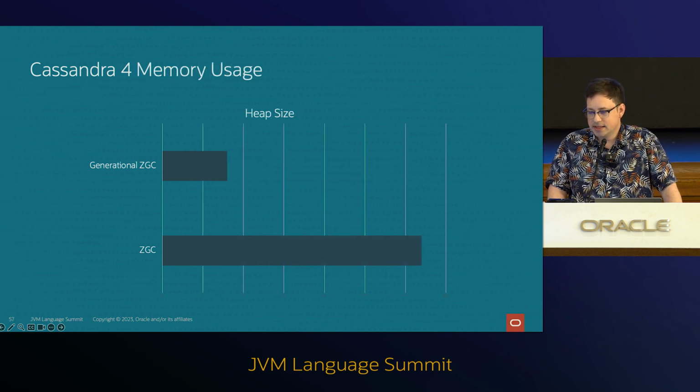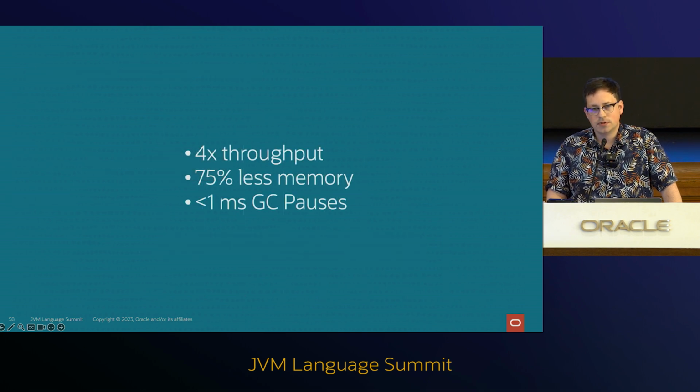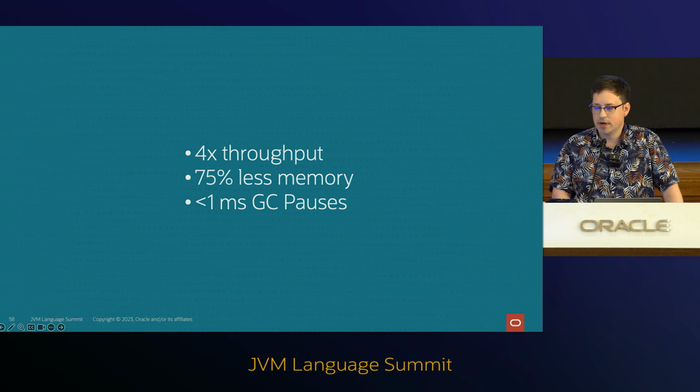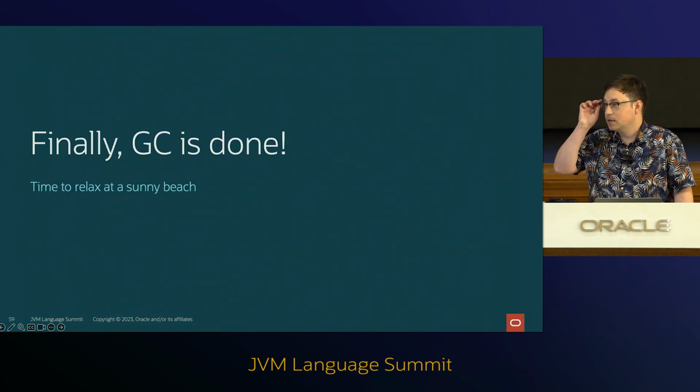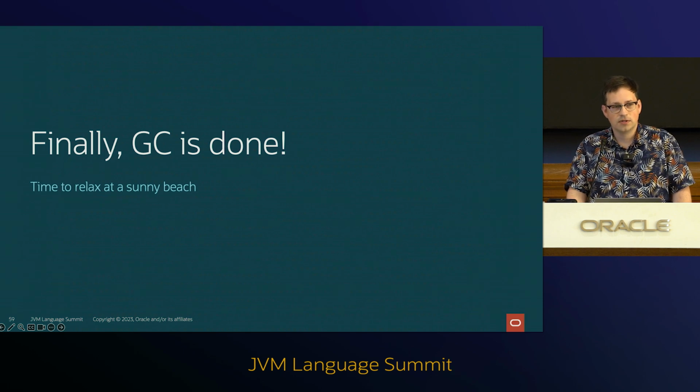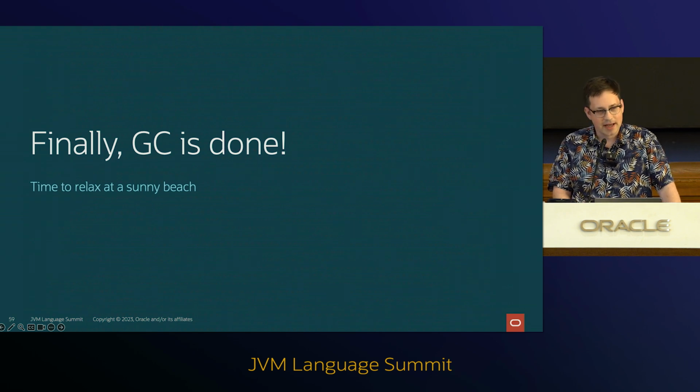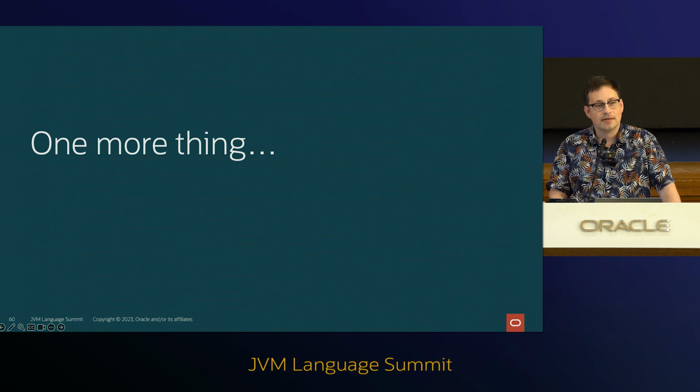Looking at the memory side, turns out that with generational ZGC, we can actually reduce the memory size of the heap with 75% less. So ended up in a situation where we get 4 times the throughput and with 75% less memory, while of course retaining the sub-millisecond GC pause times. So this has been pretty cool, and we feel pretty happy about it. And now GC is finally done, and I can go to some sunny beach somewhere and just relax. No, that's not what's going to happen. There is one more thing.